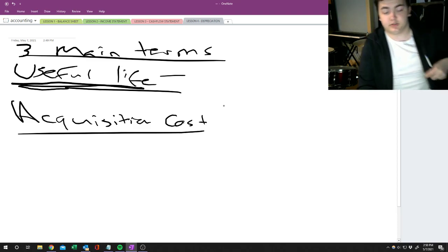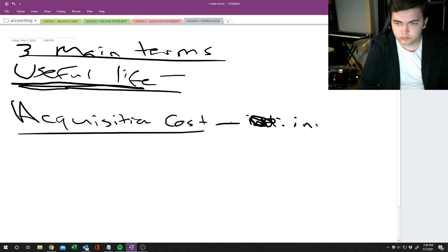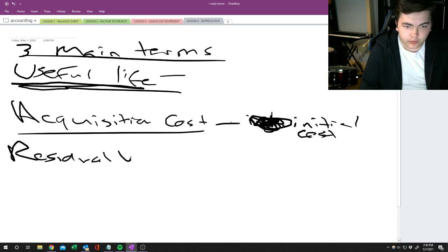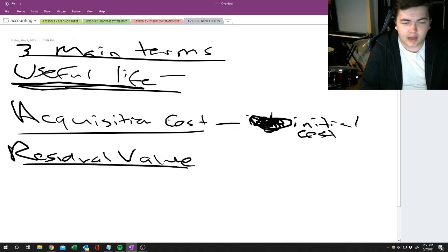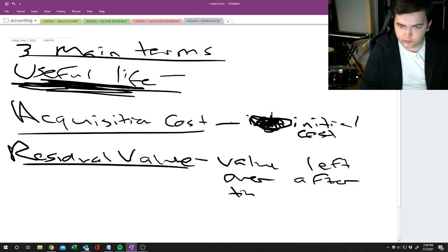It is essentially just the price we pay up front initially for the property. Initial cost. Still getting used to this tablet here. And then the other one is the residual value. The residual value is the value of the asset after the useful life is over and it is completely depreciated. It's the value left over after the useful life.